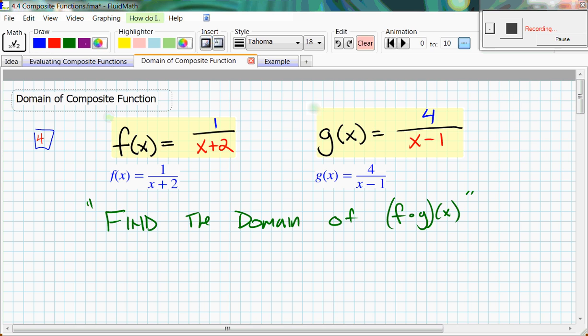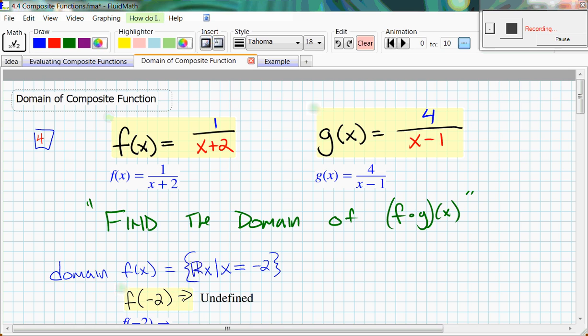Well, first, let's figure out the domain for f of x. And many of you have already done that, right? If I take a look at the bottom here, it's going to be all real numbers x such that x does not equal negative 2. I can't have that one because I plug negative 2 in, and I divide by 0. In fact, if I ask the calculator, hey calculator, what is f of negative 2? Notice it's going to spit back undefined, no good. So we have found the domain.